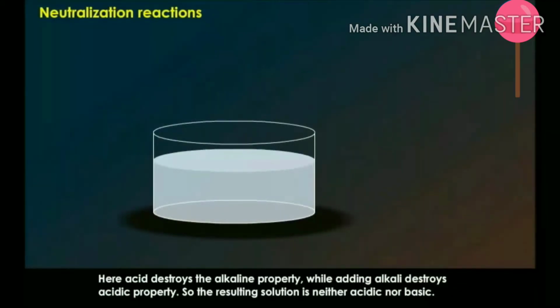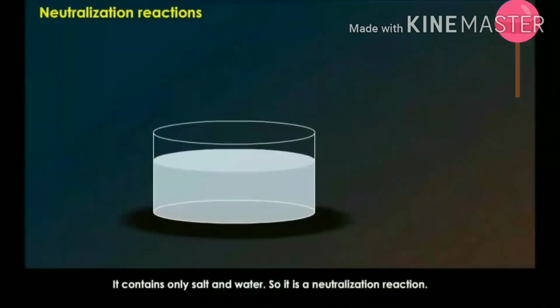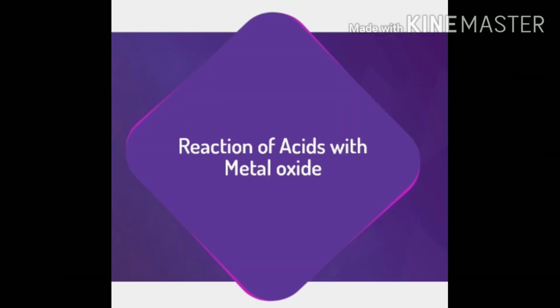So alkali destroys the acidic property and acid destroys the basic property, that is the alkali property. So the resulting solution will be neither acidic nor basic. So such a reaction is called a neutralization reaction. The products we get are salt and water. Remember, soluble bases are called alkalis.